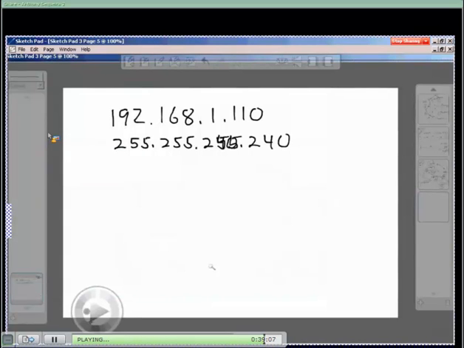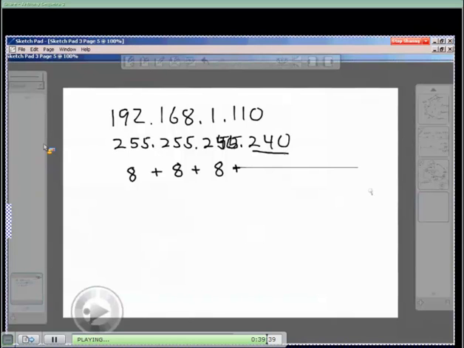Okay, so what we have to figure out, to know how many hosts are permitted in this addressing scheme, is how many bits are used for identification of the network. Well, 255 means 8 bits there, plus 255, that means 8 bits there. Plus 255 means 8 bits there, plus 240. That's the first thing that we have to solve for. How many bits does 240 represent in that fourth octet?